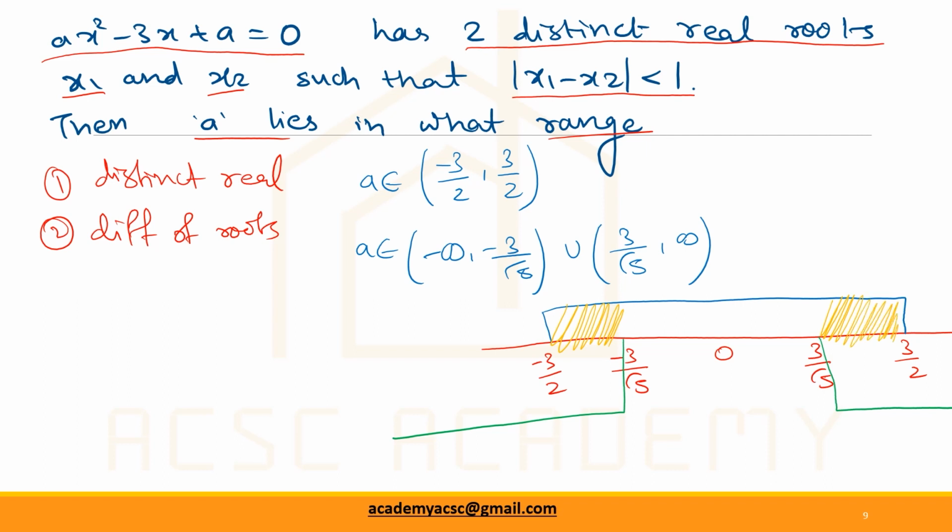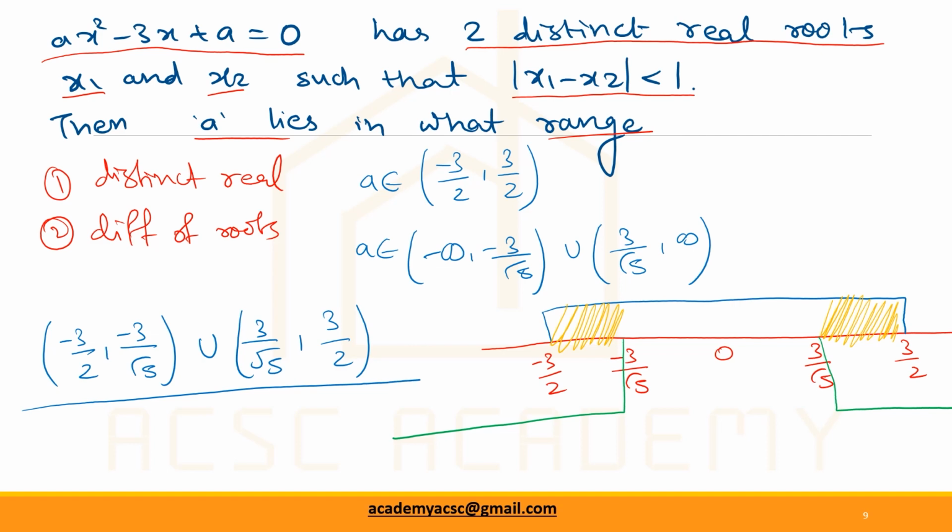Which means the solution set for a will be minus 3 by 2 till minus 3 by root 5 union of 3 by root 5 till plus 3 by 2. So this is the range of values that a can take, such that the given quadratic will have two distinct real roots, as well as the difference between the roots will be less than 1. So this was one of the lengthy problems that we saw from this particular chapter, and that's all for today.